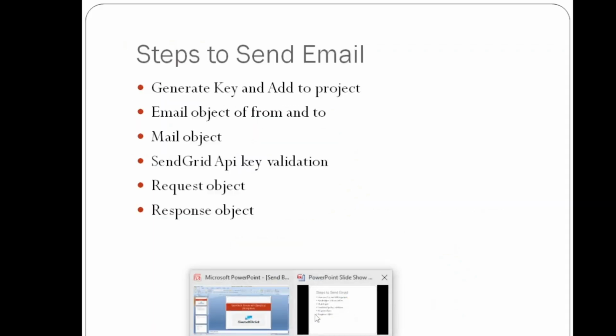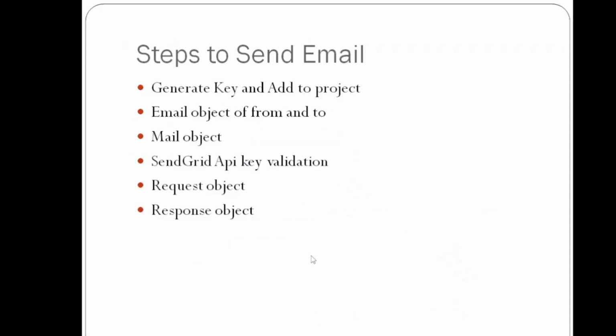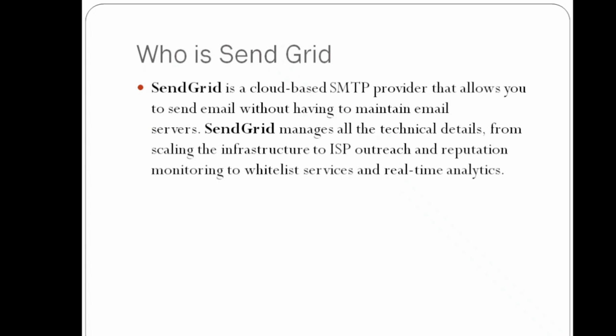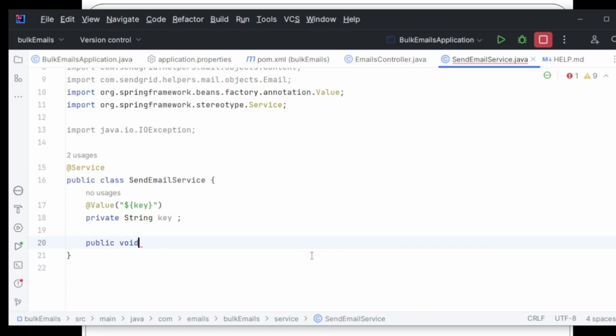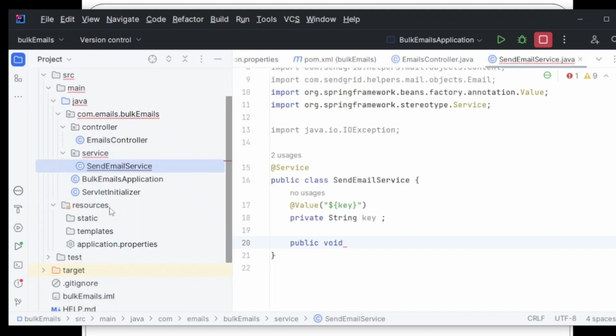Then here you can create this, we have learned in our previous video. In order to send emails with the help of SendGrid, there are a couple of steps that we are going to see. SendGrid is useful to send bulk emails, right? But for learning purposes, let's send one email. So the steps are: first generate a key and add it to the project. I hope you guys have already generated it. If not, I suggest you generate it. It's free of cost.